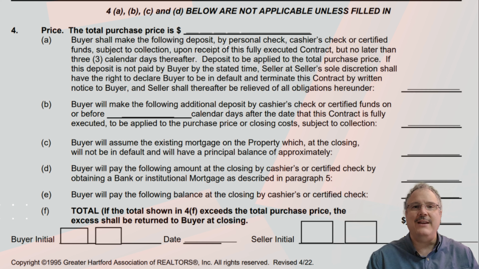But that is an option that exists. Now, 4D is talking about the mortgage, what the lender is going to be contributing toward the purchase, what they're going to be loaning the buyer. That's what 4D is, not including the down payment.